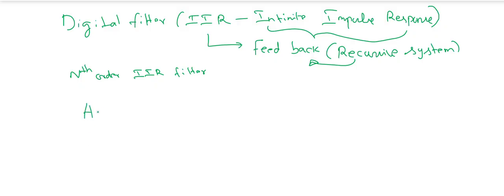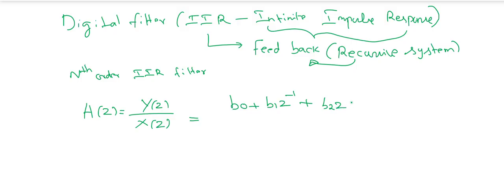H of z is equal to, you know, Y of z by X of z. Instead of the time domain, I am representing it directly in the frequency domain, the z domain. So b0 plus b1 z minus 1 plus b2 z minus 2 plus up to bm z minus m. Everyone should know that the transfer function H of z is a rational function. Y of z by X of z can be represented in the z domain.